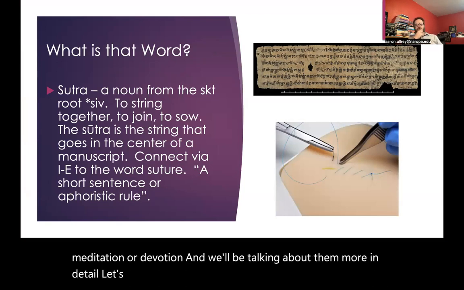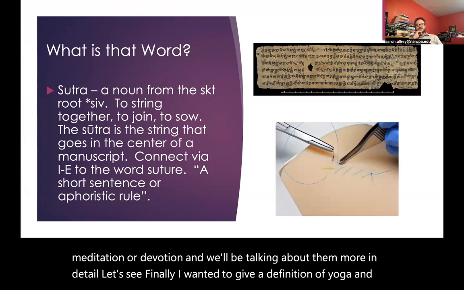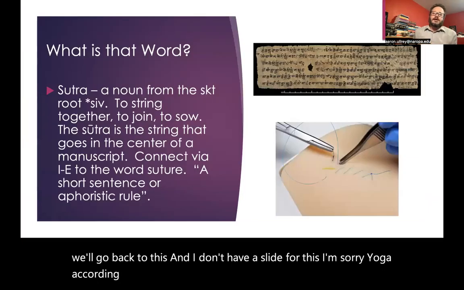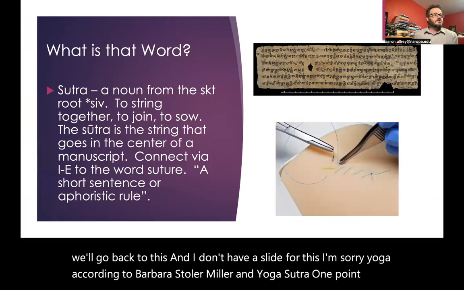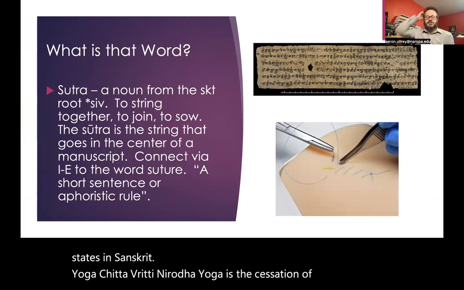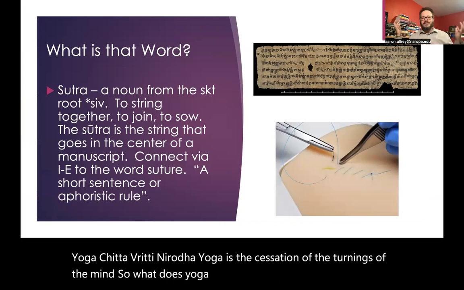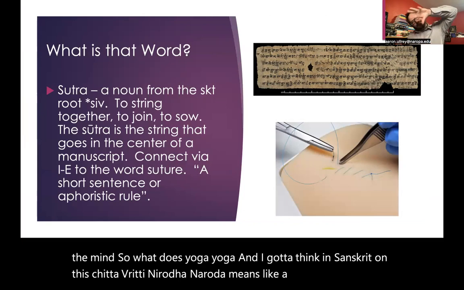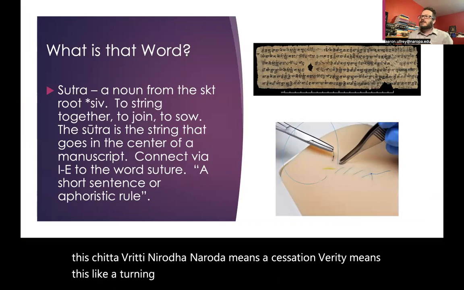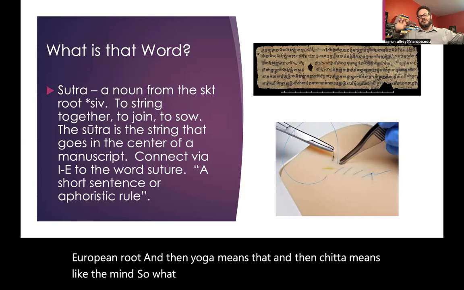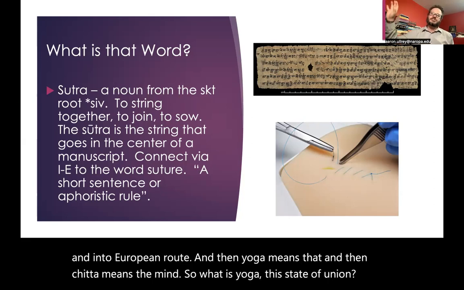Let's see. Finally, I wanted to give a definition of yoga, and we'll go back to this. I don't have a slide for this, I'm sorry. Yoga, according to Barbara Stoller Miller and Yoga Sutra 1.2, which states in Sanskrit, Yoga Chitta Vritti Nirodha. Yoga is the cessation of the turnings of the mind. So what is yoga? Nirodha means like a cessation. Vritti means like a turning or rotating. It's the volve from revolve in an Indo-European root. And then chitta means like the mind. So what is yoga? This state of union, possibly. It is the cessation of the turnings of the mind.